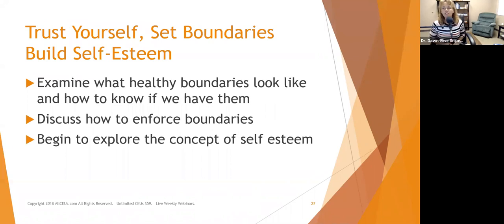Help clients build their trust and self-esteem. Have them examine what healthy boundaries look like and how to know if they have them. And we do this a lot of times in group by role-playing. So, I'll have people role-play different scenarios, and then I'll say, okay, was that a healthy boundary or an unhealthy boundary? Discuss how to enforce boundaries without forcing them on other people, to maintain your own boundaries. And begin to explore the concept of self-esteem.